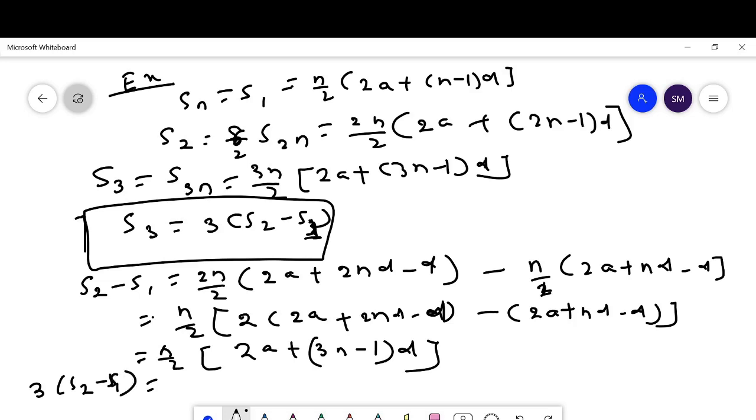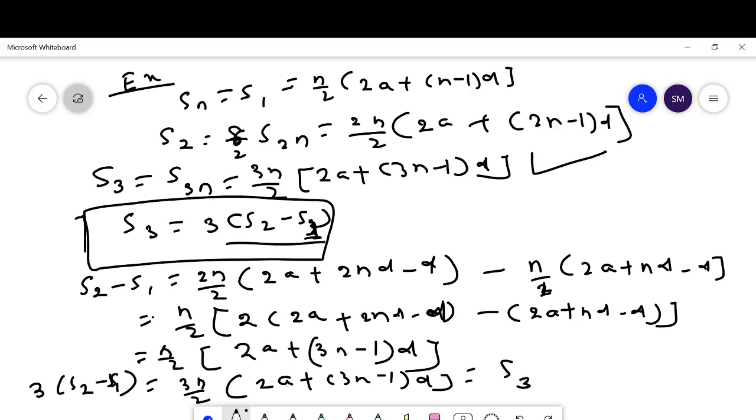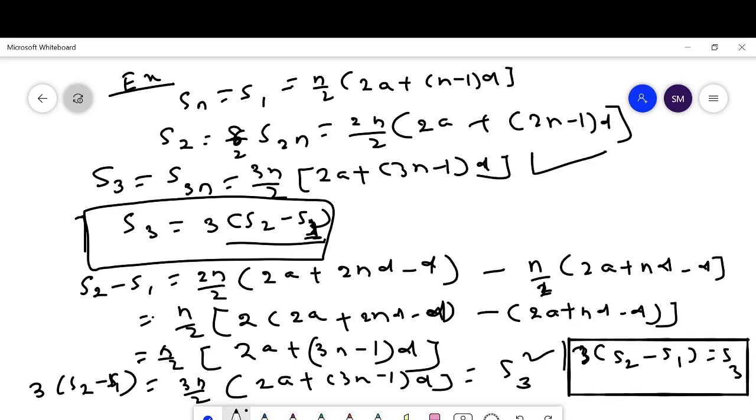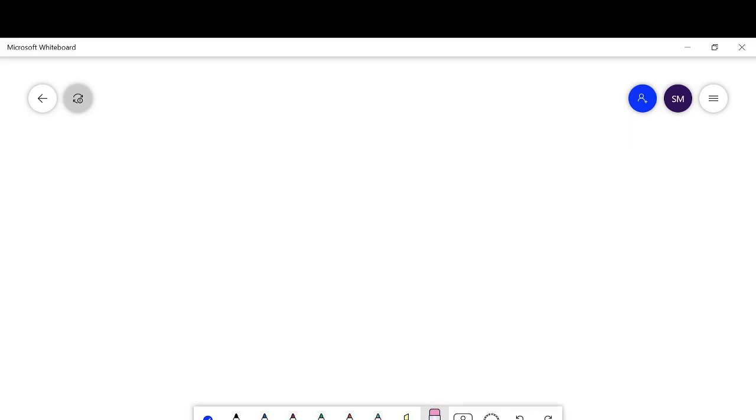Then multiply 3 on both sides. We get 3n upon 2 into 2a plus 3n minus 1 into d. What is this? This is S3. Hence we prove that 3 into S2 minus S1 is equal to S3. We prove that 3 of S2 minus S1 is equal to S3. Hence we prove that this is equal to this. Okay. Then students, today this much. In my next session we will continue. Happy learning.